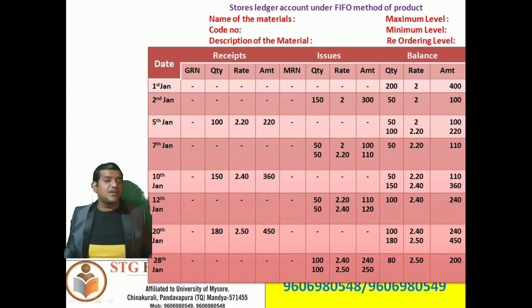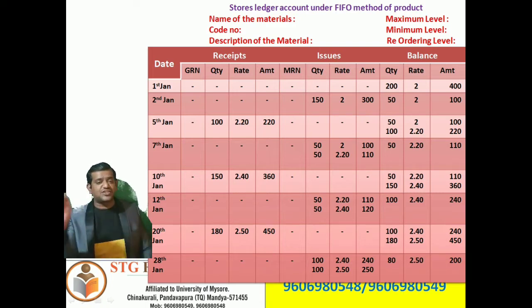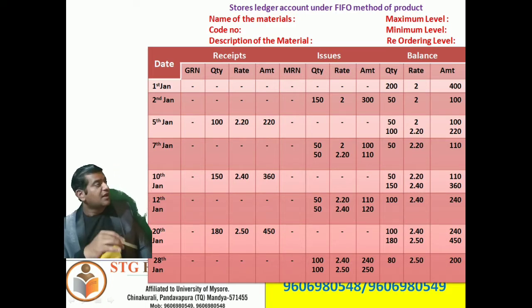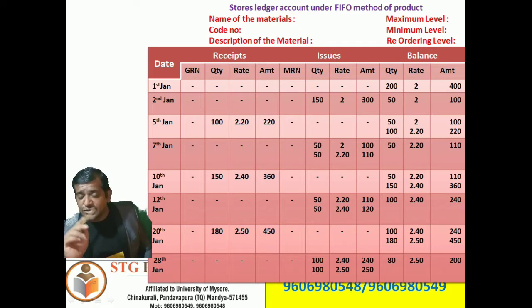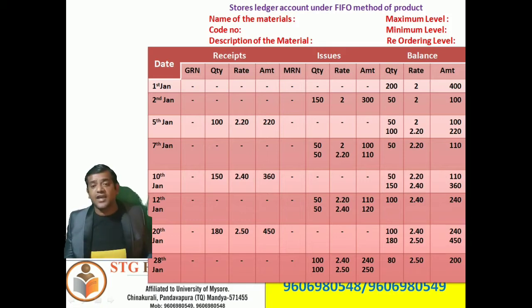On 1st January, there is an opening balance of how many units? 200 units. What is the price? 2 per unit, correct? Then there is no receipt, no issue. For receipt, put a dash for GRN, quantity, rate, amount, and for issues also MRN, quantity, rate, amount, dash. But in the balance, what is the opening stock? 200 units at rupees 2 each. 200 into 2 is 400 rupees.